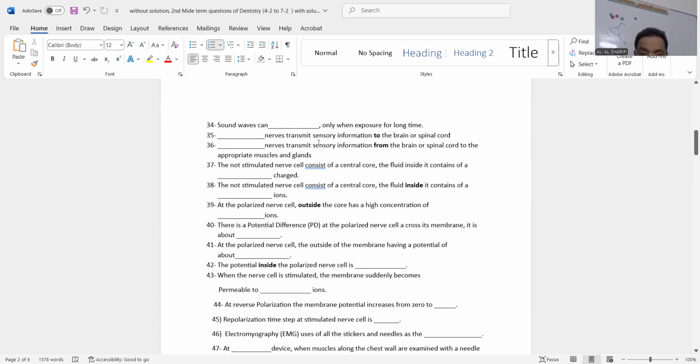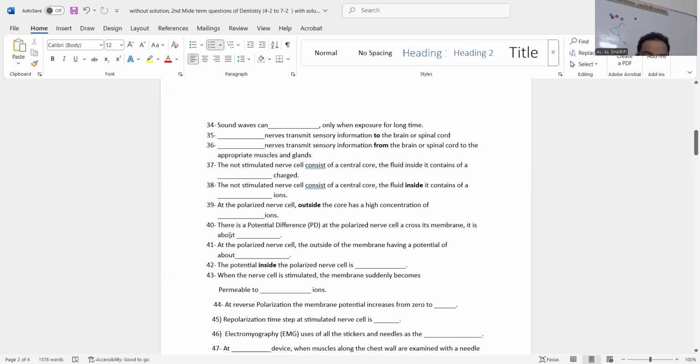Nerves transmit sensory information to the brain and the other from the brain. Which nerve is that? The not stimulated nerve cell consists of a center core. What is the charge? The fluid inside it, what is the charge here? The fluid inside it contains which ion? The polarized nerve cell outside the core has a higher concentration of what? There is a potential difference at the polarized nerve cell across its membrane.